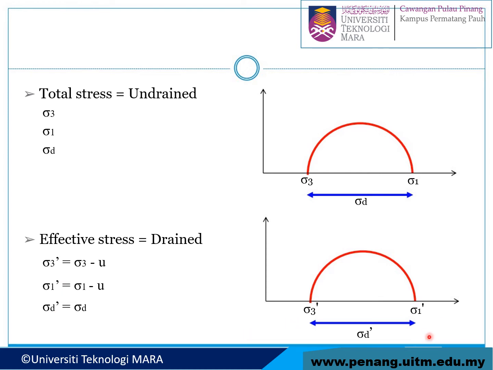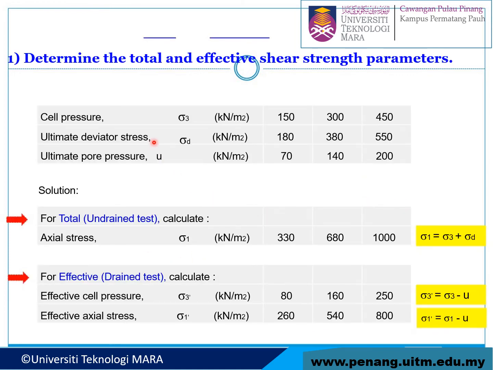Sigma d is the difference of sigma 1 minus sigma 3, or in prime terms, sigma 1 prime minus sigma 3 prime. Alright, so this is the solution. First you have the cell pressures 150, 300 and 450. For total stress, you just take the values from here: 150, 300 and 450. So sigma 3 is 150, 300 and 450.